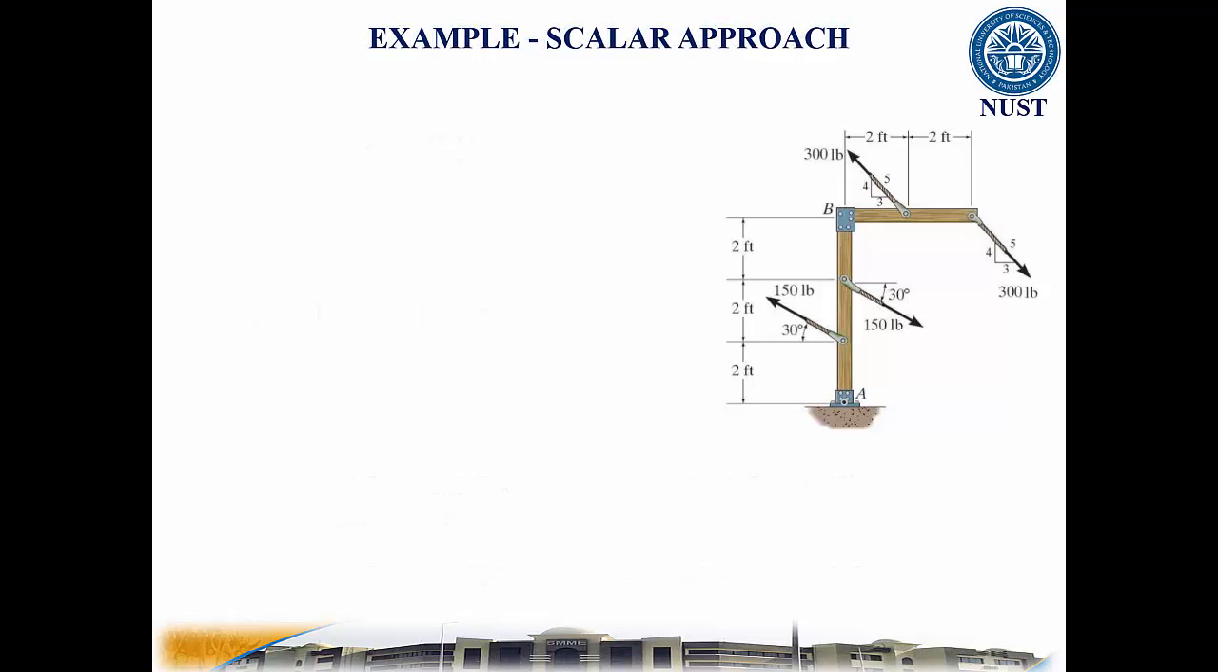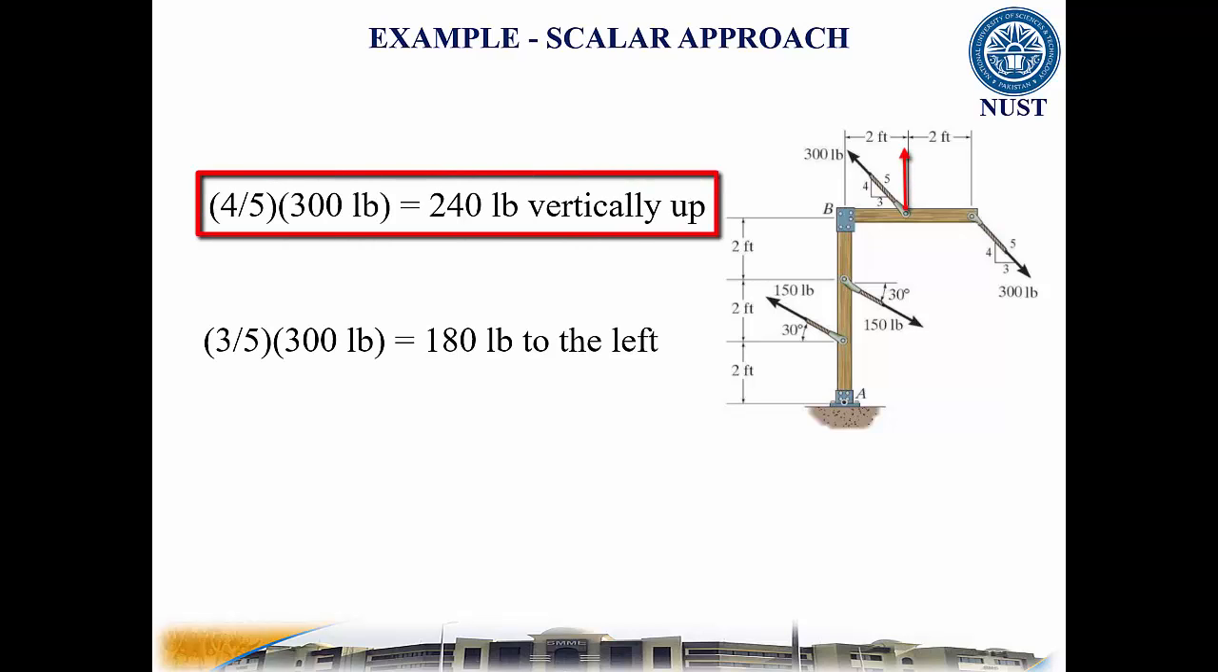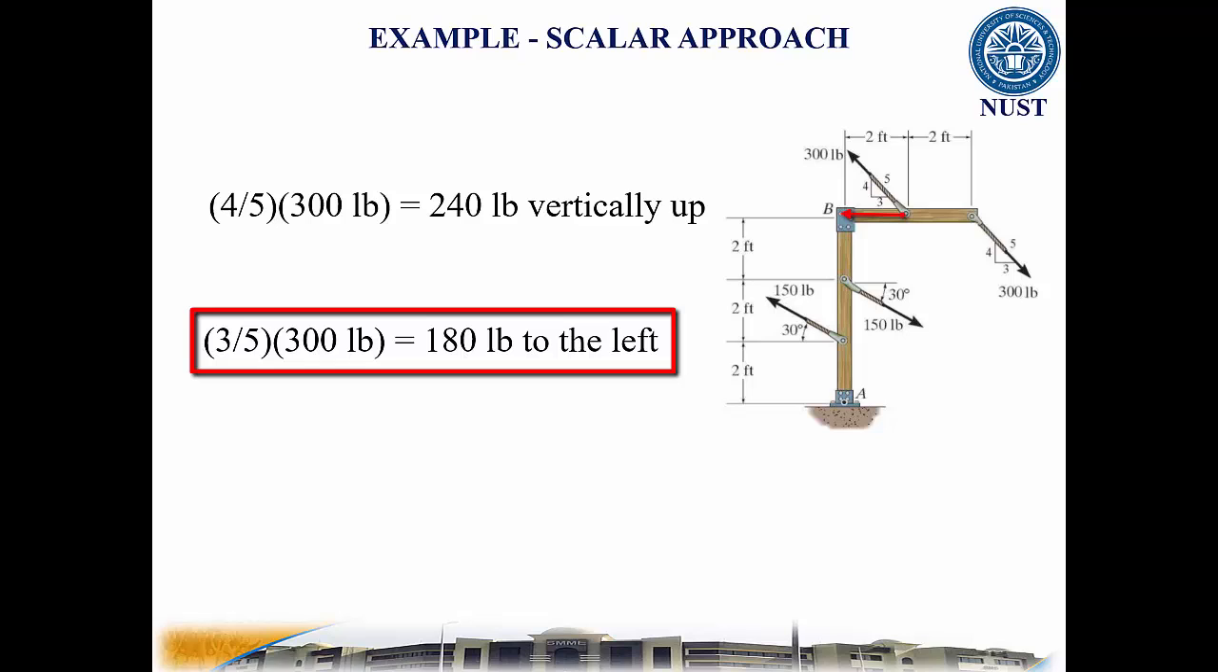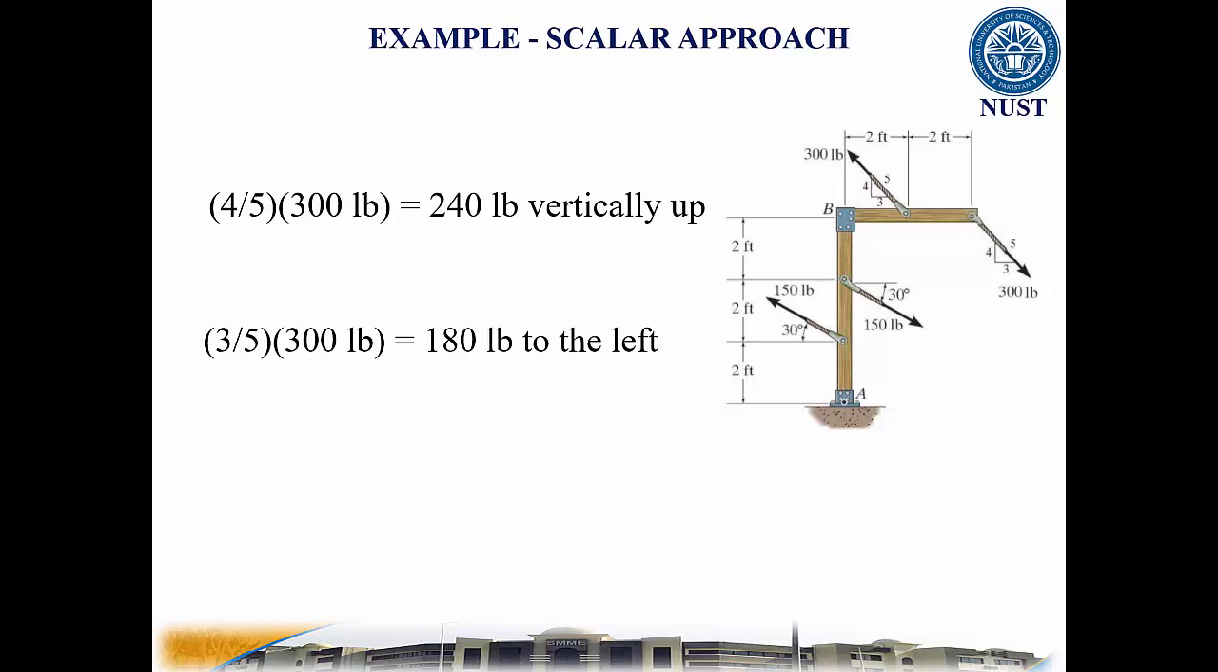The x and y components of the upper left 300-pound force are 4/5 times 300 pounds, which results in 240 pounds vertically upward, and 3/5 times 300 pounds, which results in 180 pounds to the left. Do both of these components form couples with their matching components of the other 300-pound force? No, only the 240-pound components create a couple. This is because the 180-pound forces pass through a common point.